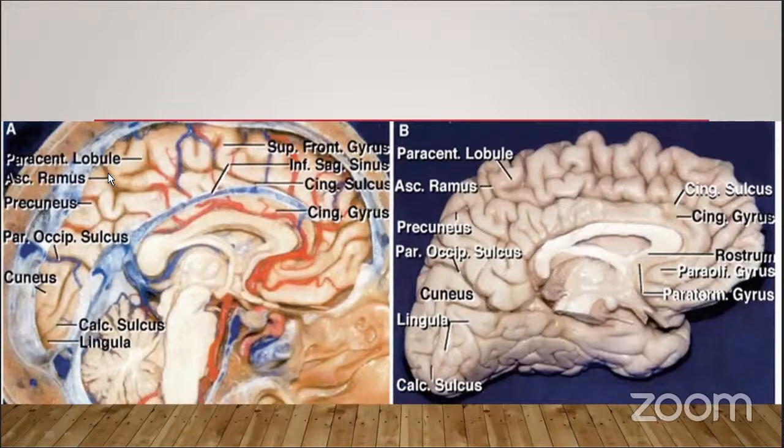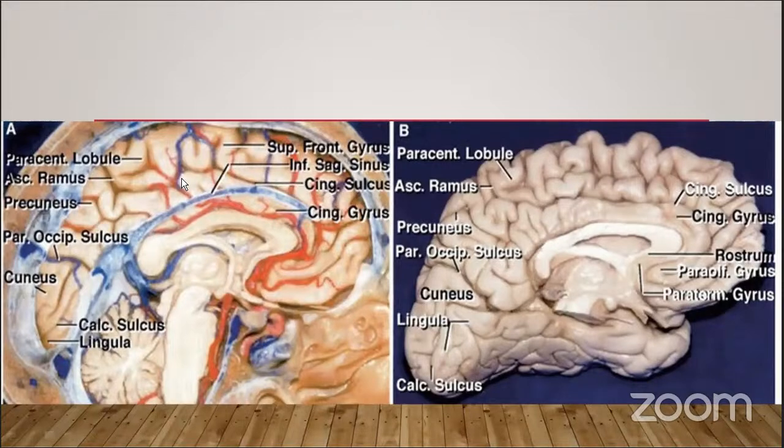So this is the ascending marginal ramus, and the part anterior to the ascending marginal ramus is your paracentral lobule. If we talk about the boundaries of the paracentral lobule, we know that posteriorly it is bounded by the ascending marginal ramus. Inferiorly it is bounded by the cingulate sulcus. And anteriorly we have got the paracentral sulcus. So these are the margins of the paracentral lobule. The anterior portion comes within the frontal lobe, whereas the posterior portion comes within the parietal lobe. The anterior portion has the representation of the leg area, motor control. The posterior portion has the representation of the sensory control of the leg area.